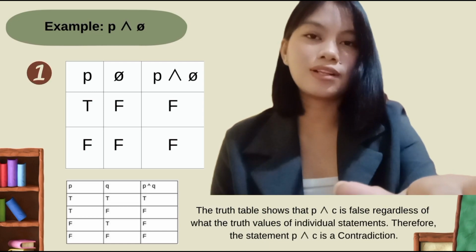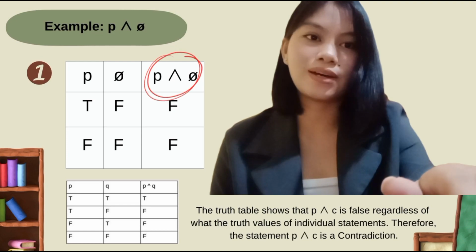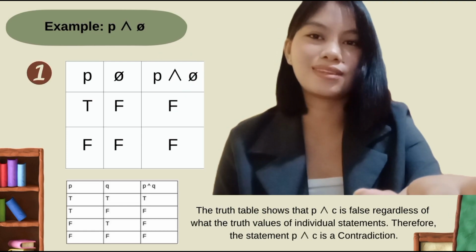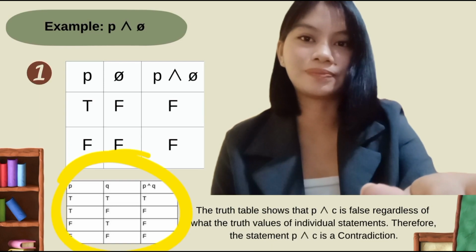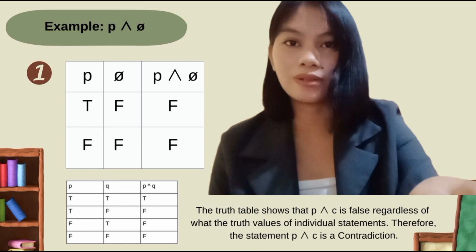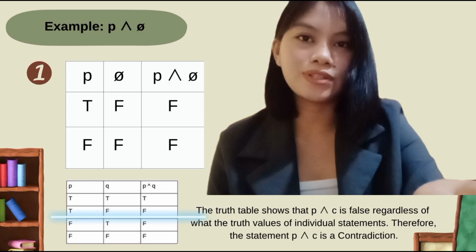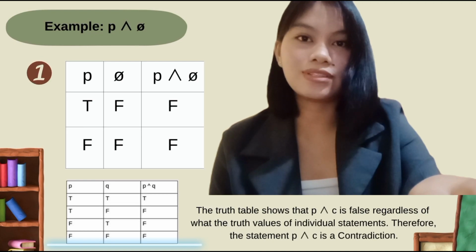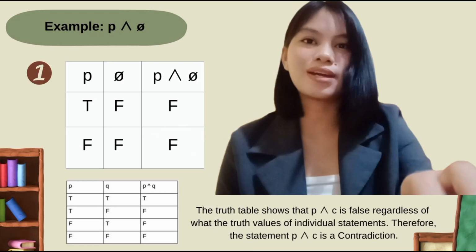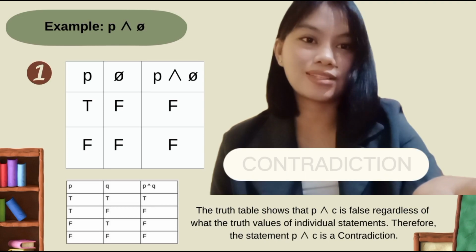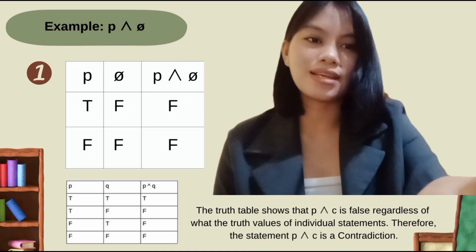Third column is the buong statement now, which is the P and the null set. Gagamitan na natin siya ng truth table ng conjunction. Base sa truth table ng conjunction, kapag true and false, magiging false siya. Kapag parehas namang false, false pa rin. So, therefore, P and the null set is contradiction. Next example.